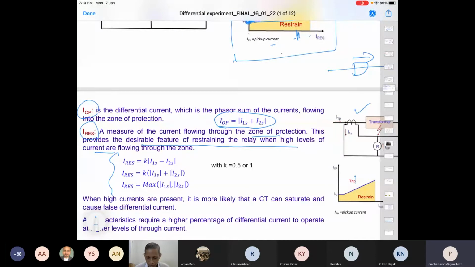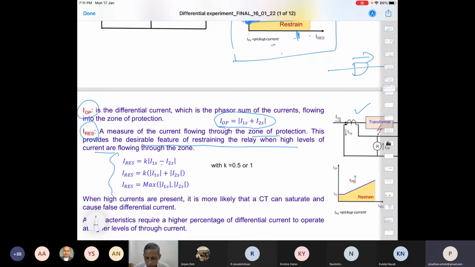Out of this, any one: I restraining equals some factor k times (I1s minus I2s). If this is the difference current, this is the added current. Note, this is the differential current, so-called difference, 5 minus 3. Then this is 5 plus 3. Okay? Plus, minus. I'm changing the sign.